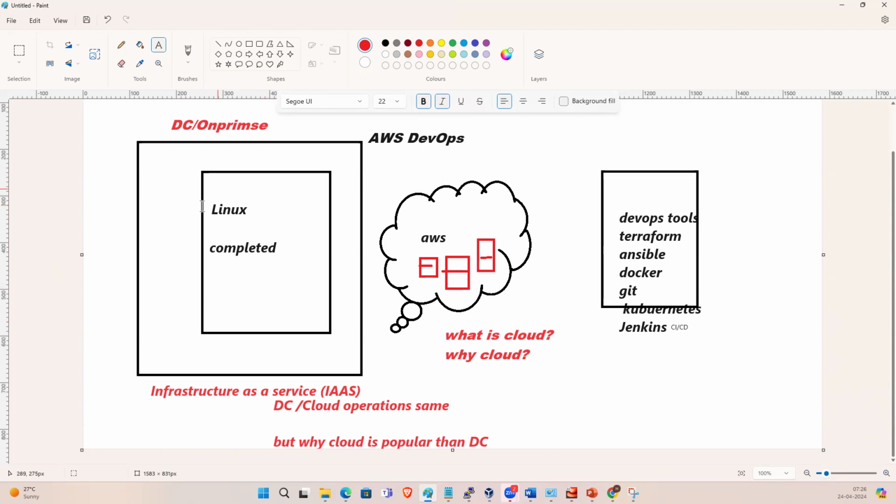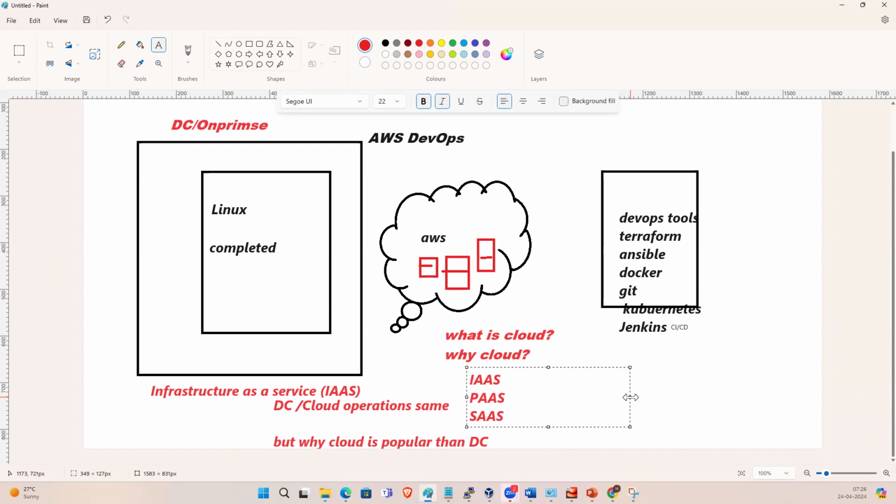So once we purchase the infrastructure, we keep it in the server and get it ready. Everything is done manually. They are providing infrastructure as a service. Cloud also provides IaaS. Apart from IaaS, they provide PaaS and SaaS.